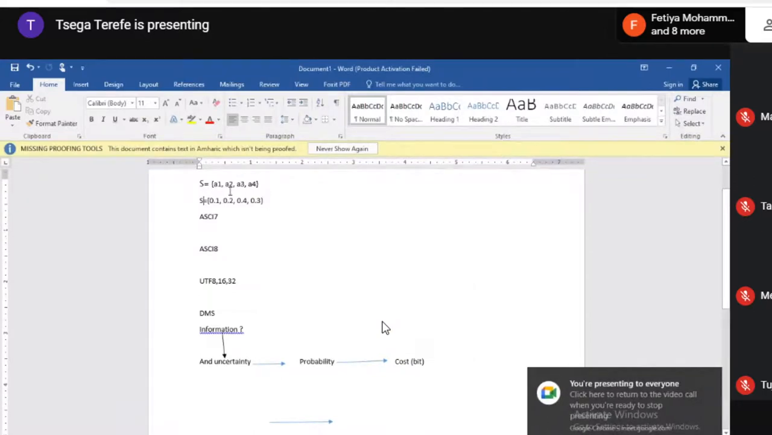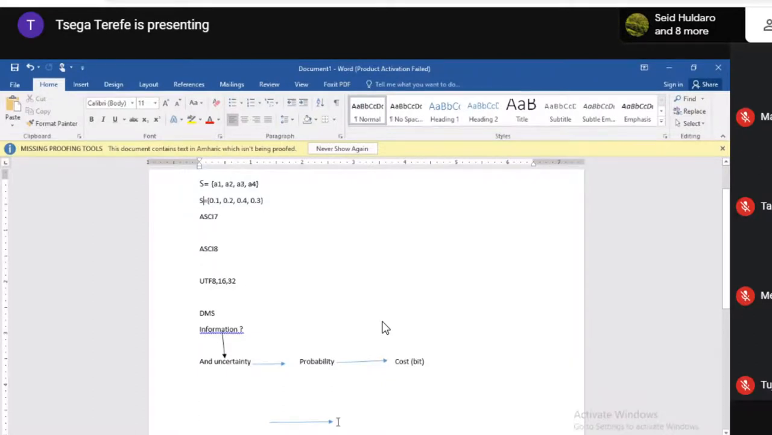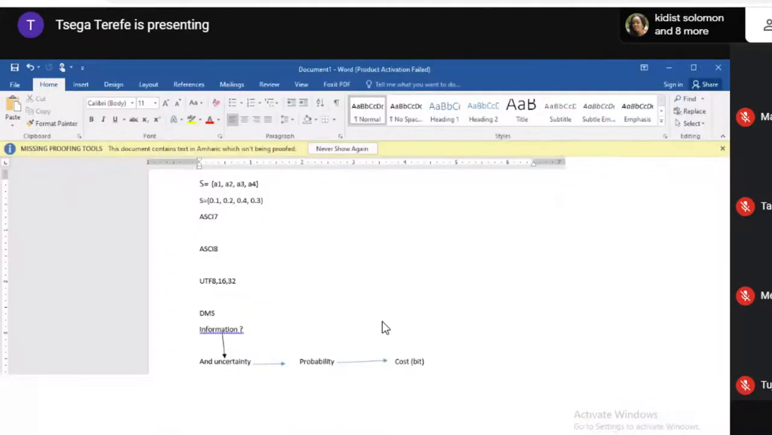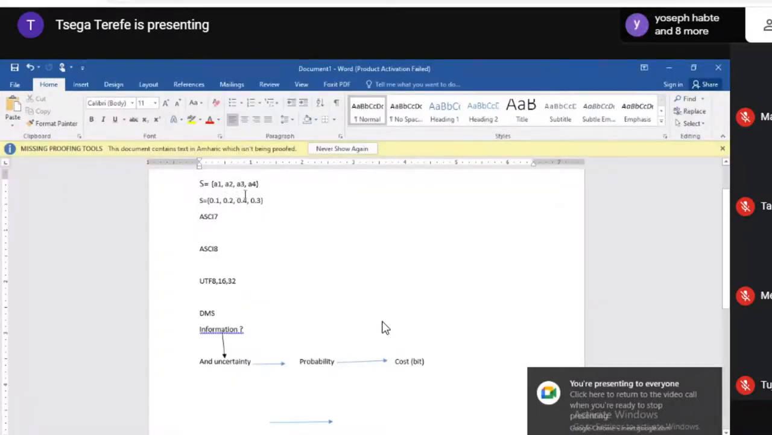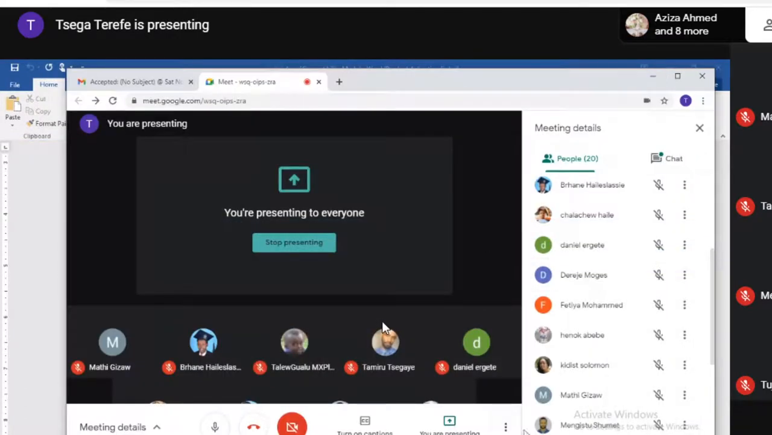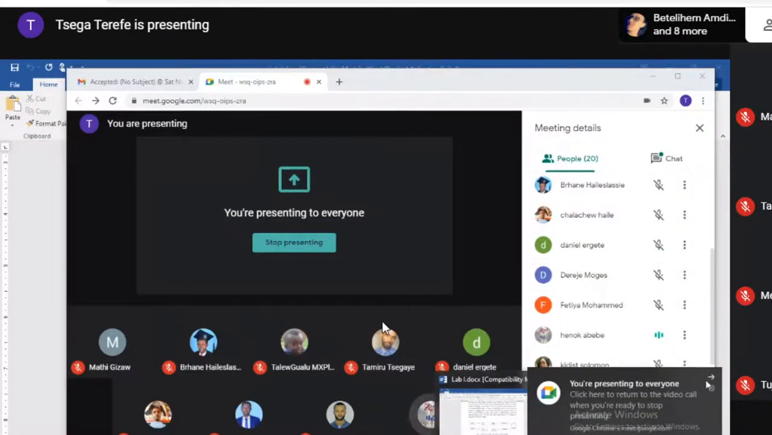If you are aware of this distribution, and you receive a symbol, what is the first question that you would ask the transmitter? Should it be: is it A1, or is it A2, or is it A3, or is it A4? Which one should you ask? Is it A1, like this? Okay, would that be efficient?